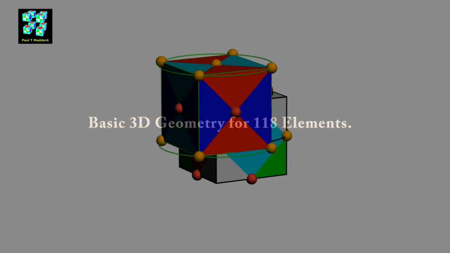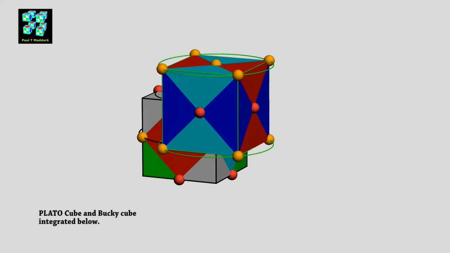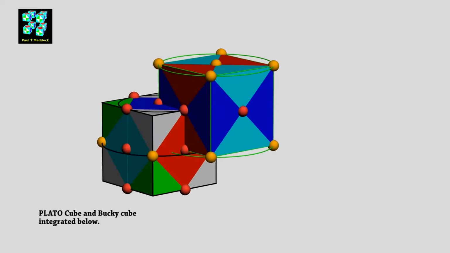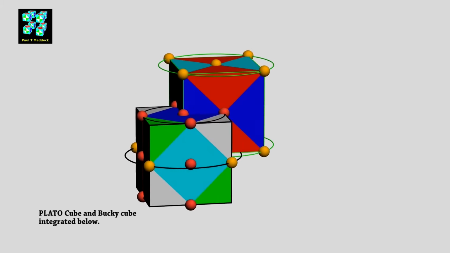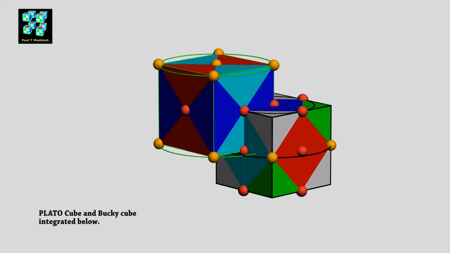I've got another video to show you, and I'm calling this the basic 3D geometry for 118 elements. Now for this, we need to use the CubicWonder system to start. This is a very important system because it does away with chaos. And because of that, I believe this is why this has been suppressed for 14 years.